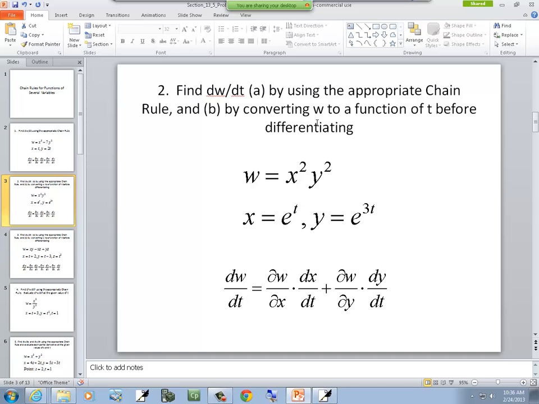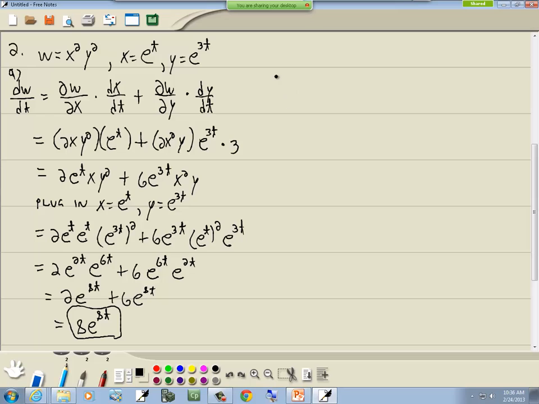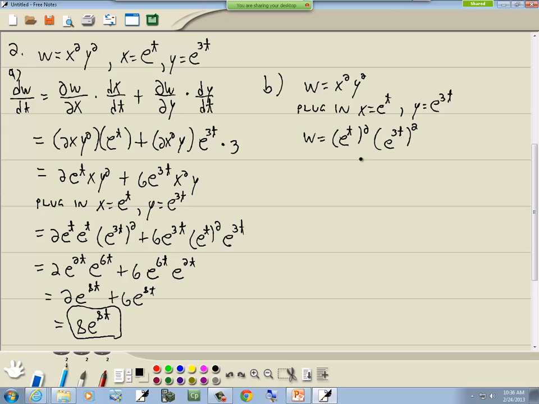Now, part B says convert w to a function of t before taking the derivative. Well, we said w is equal to x squared y squared. So we're going to plug in x is equal to e to the t, and y is equal to e to the 3t. We have x squared, so we're going to have e to the t squared times y squared, so we'll have e to the 3t squared. And again, you raise an exponent to another exponent, you multiply the exponents, so that becomes e to the 2t, and this becomes e to the 6t.